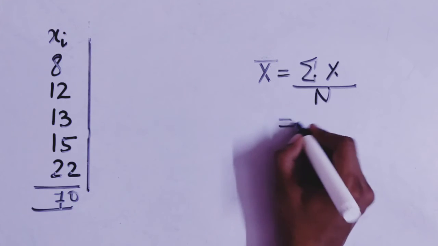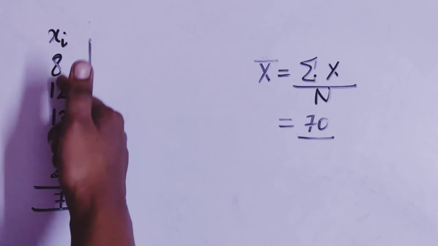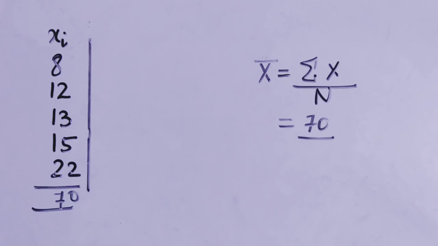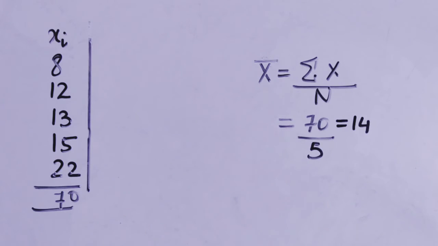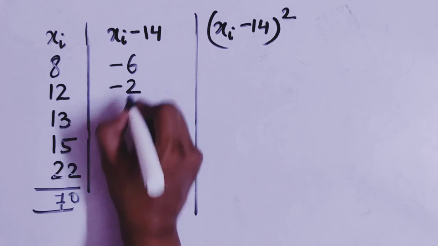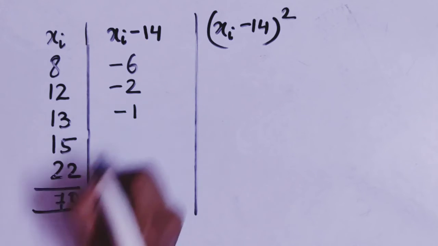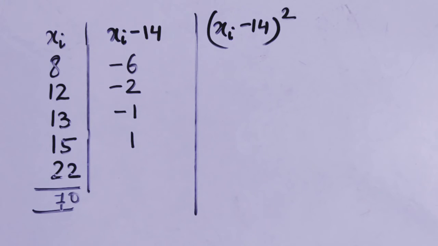So 70 upon n, where n is representing the total number of observations. How many observations are these? These are 5 observations. So 70 upon 5 will be equal to 14. So it means the mean here is 14. Now students, after calculating the mean, we will take deviations from the mean. 8 minus 14 is minus 6, 12 minus 14 is minus 2, 13 minus 14 is minus 1, 15 minus 14 is 1, 22 minus 14 will be 8.